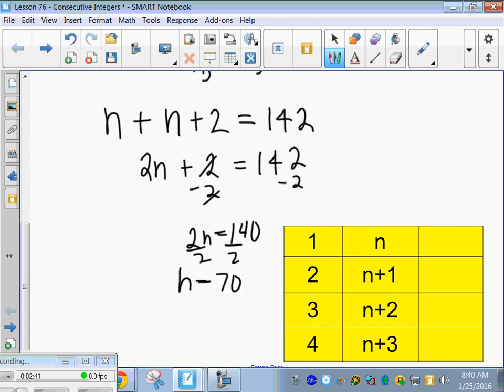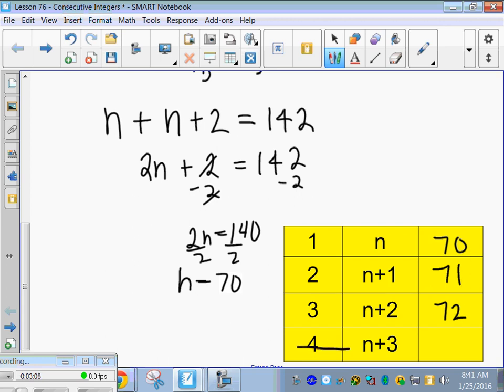How many integers do we need? 3. It said find 3 integers. My first number was n. We just solved for it, and we got 70. My second number was n plus 1. So what should go here? 71. That's the next number, right? And my third number is n plus 2, meaning 70 plus 2. 72. Or we can just count 1 up.